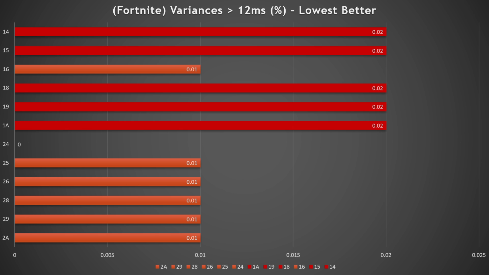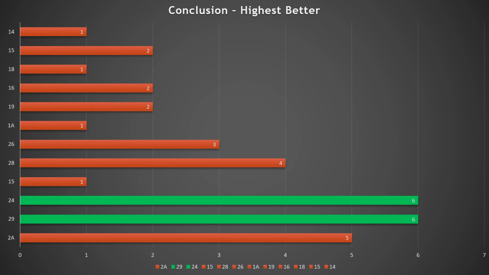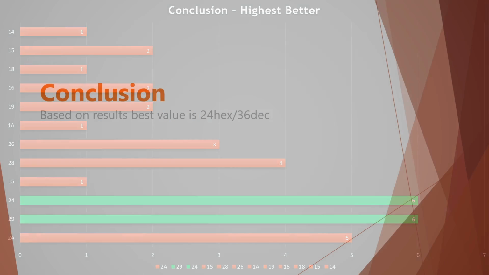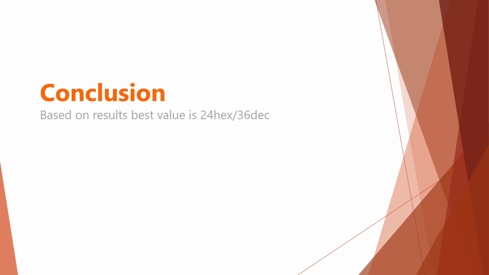But in comparison with the other values, we actually have the same results. We can't say that we have something better. All values are in the same range. So in conclusion, the best values in terms of FPS were 24 and 29, and all the others were worse, we could say. So in conclusion, based on the results, the best value was 24 hexadecimal, and in decimal is 36.